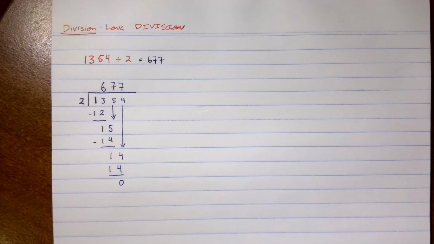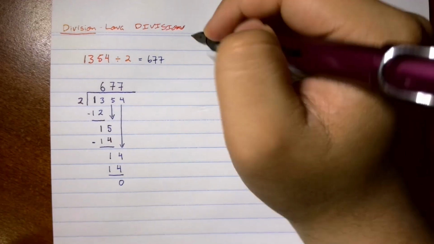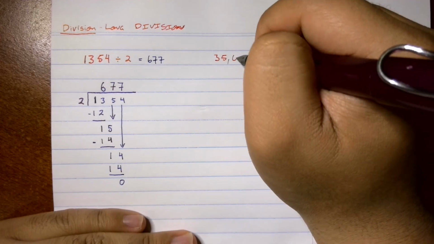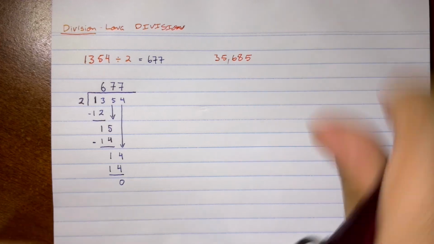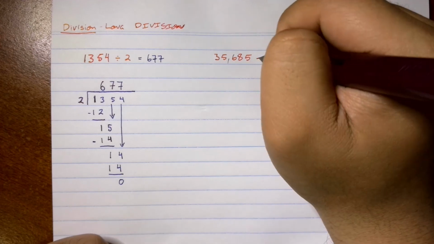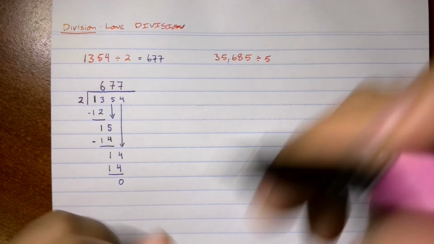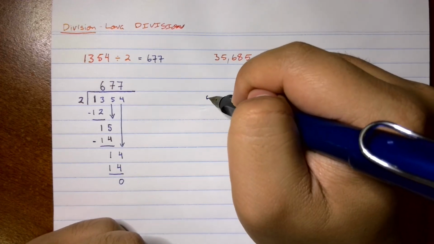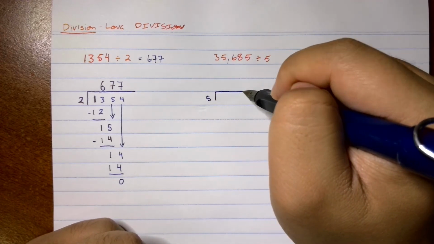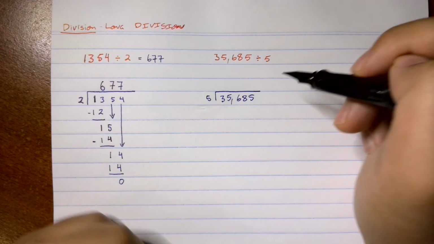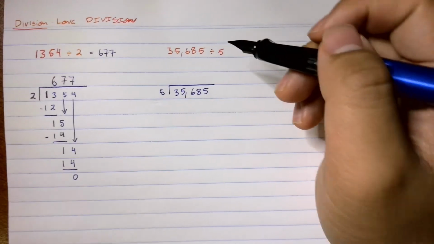Okay, let's do another example. Let's do a larger number. Let's do 35,685. Very large number. And we'll divide this by the number 5. Here we go. So we set up our division. 5 into our number 35,685. And now let's begin.